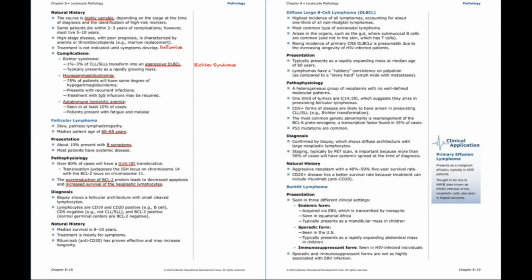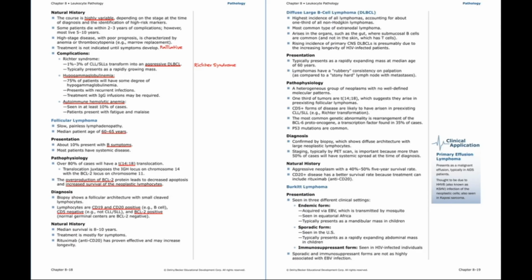Follicular lymphoma is diagnosed by biopsy. A patient presents with a mass. Masses go to biopsy, and the pathologist gives the diagnosis. The biopsy is going to show small cleaved lymphocytes, and then there are the markers that are useful to think through. This is a B-cell neoplasm, so CD19 and 20 are positive. CD5 is negative. This is not CLL-SLL. BCL2 will be positive because that's the overproduction that's the basis of the neoplasm.